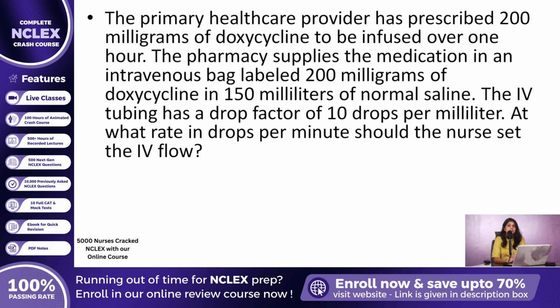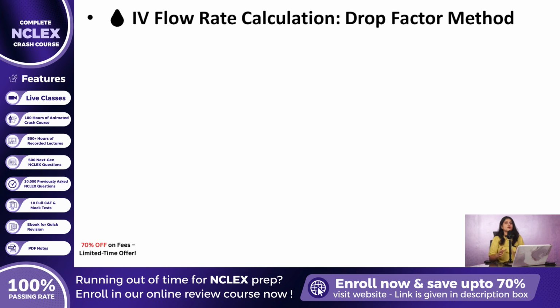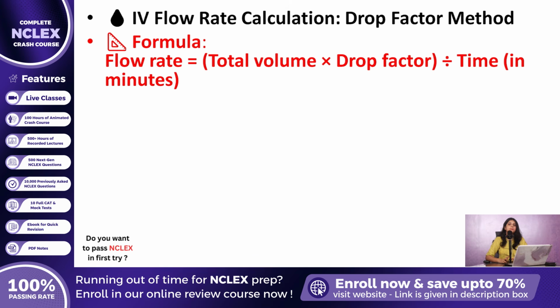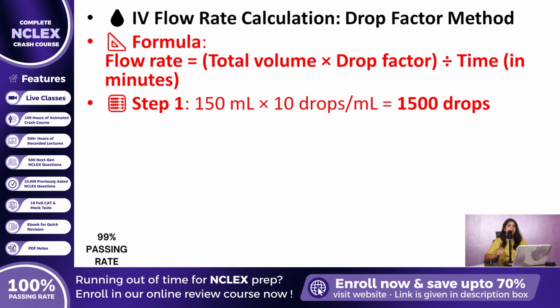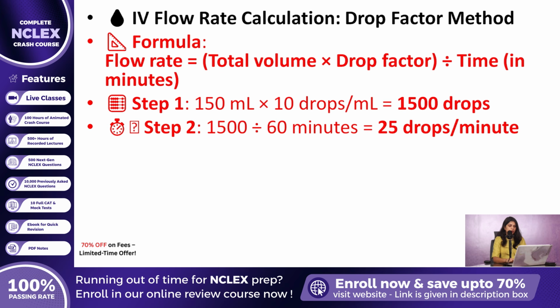The correct answer is 25 drops per minute. Let us walk through the calculation. Using the formula, flow rate equals total volume in milliliters multiplied by the drop factor, divided by the time in minutes. Step 1, 150 milliliters times 10 drops per milliliter equals 1,500 drops. Step 2, divide 1,500 drops by 60 minutes to get 25 drops per minute.